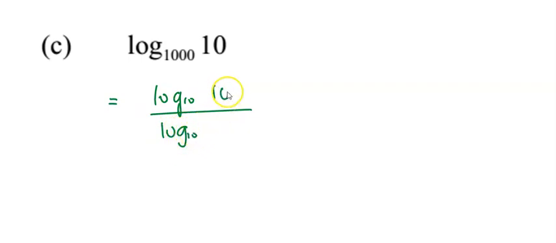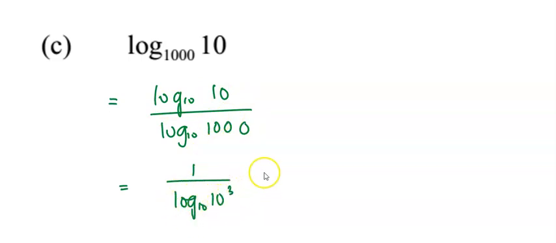For this log, I would choose to have the base of 10. On top, I got log 10, and down here, put log 1000. Then log 10 to the base of 10 equals 1. And 1000 can always be written as 10 to the power of 3. Then the 3 moves to the front, you got 3 multiplied by log 10 to the base of 10, which is equivalent to 1. And the answer is 1 over 6.